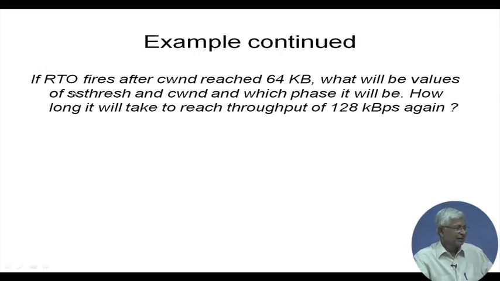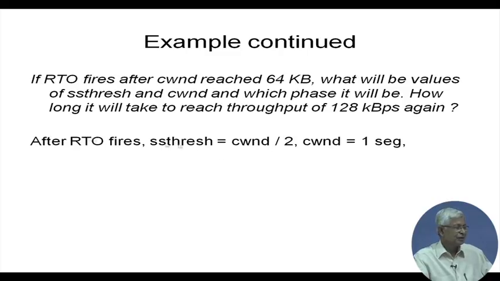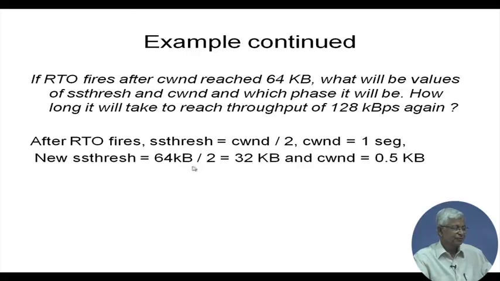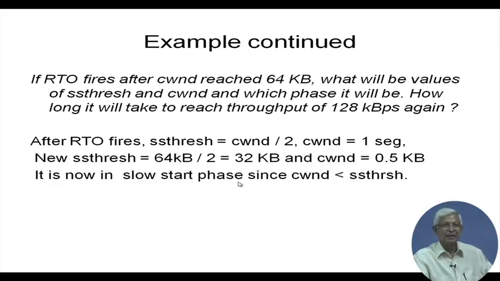Before that, if RTO fires after CWND has reached SS threshold, that is 64 kilobyte, what will be the values of the new SS threshold and CWND, which phase is it, and how long will it take to reach the throughput of 128 kilobyte per second again. So, after RTO fires, SS threshold will be set to CWND by 2, and CWND will be set to 1 segment, which is, SS threshold will be half of 64 kilobyte, which is 32 kilobyte, and CWND is 0.5 kilobyte. It is now in the slow start phase because CWND is lower than the new SS threshold.